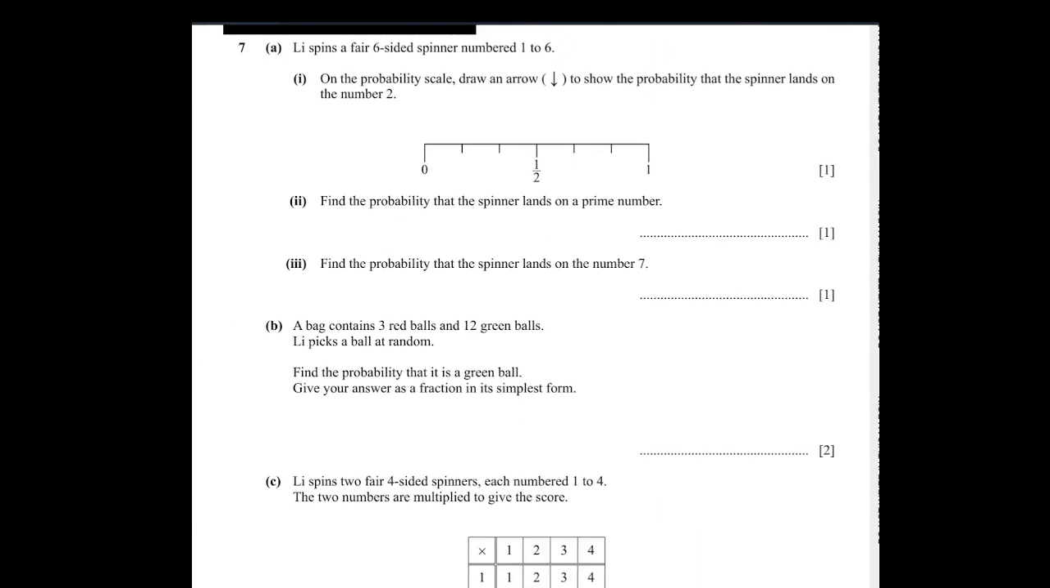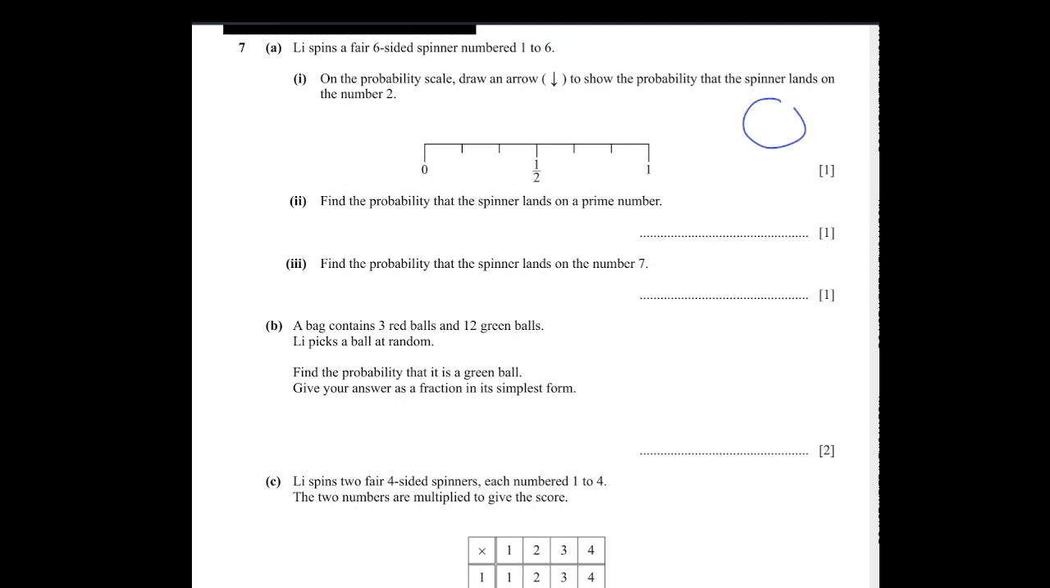Question number 7 now. Lee spins a fair 6-sided spinner numbered 1 to 6. On the probability scale, draw an arrow to show the probability that the spinner lands on the number 2. Now there are 6 numbers on a spinner, 1 to 6, and it is landing on 2. This is a spinner, 1, 2, 3, 4, 5, 6. So it should be drawn equally. It came unequal to me.